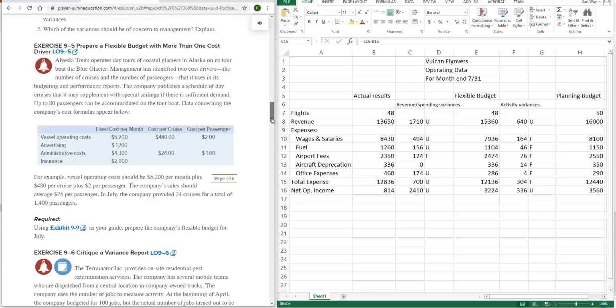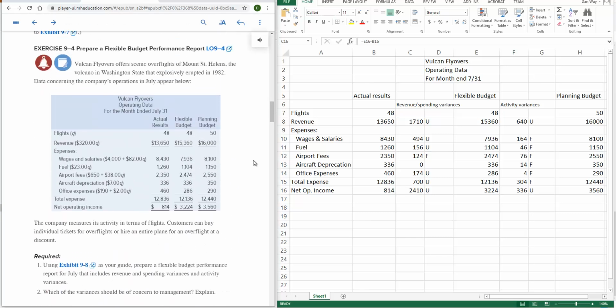Now the second part of that asked us to determine which of the variances should be of concern to management and why. So there's a few to think about here. On the revenue line, remember our flex budget said, well, given that we conducted 48 flights, our revenue should have been $15,360. But the revenue we actually earned was $13,650 for a pretty significant difference, more than 10% in the unfavorable direction. So that would certainly be of concern.